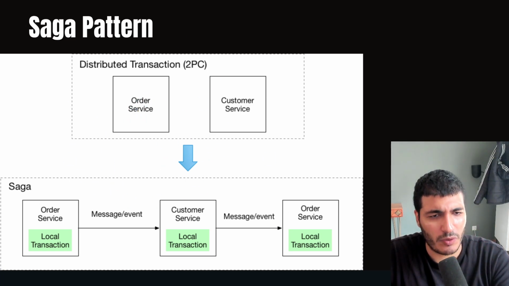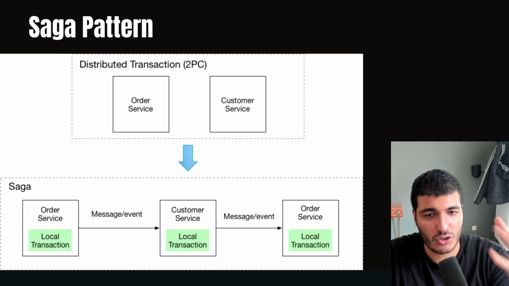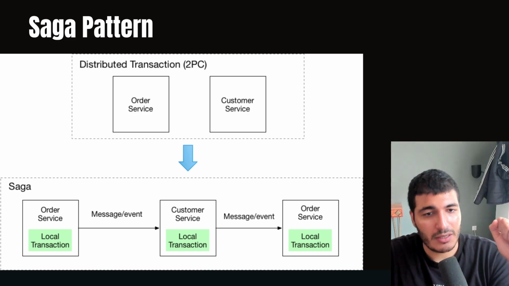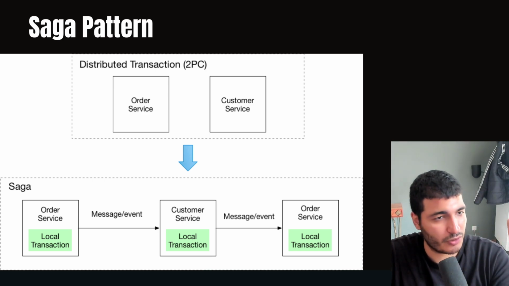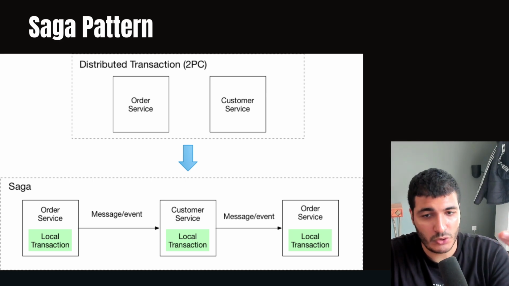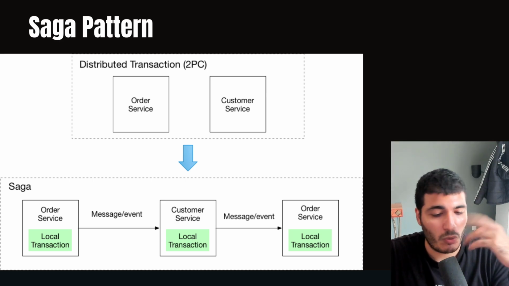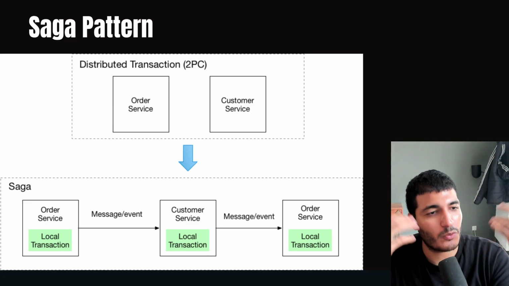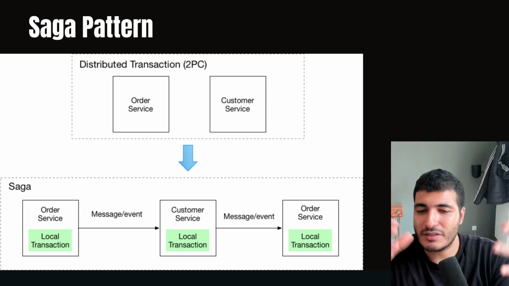The pros of this one: we have non-blocking, because services don't hold distributed locks, improving scalability and availability. Number two, highly scalable, because it's well suited for microservice architecture. Also, loose coupling, because services communicate via events, promoting independence. What are the cons here? We have some sort of eventual consistency. This is the biggest trade-off.